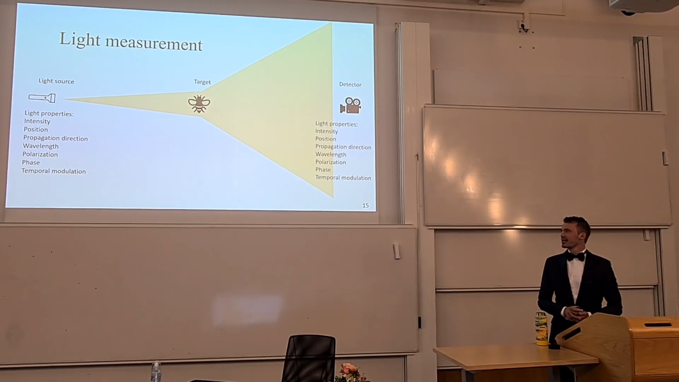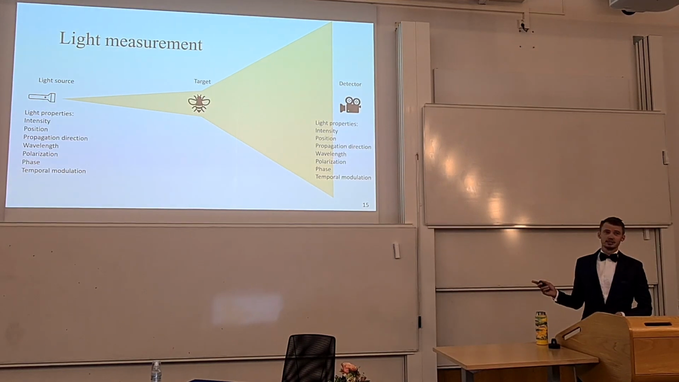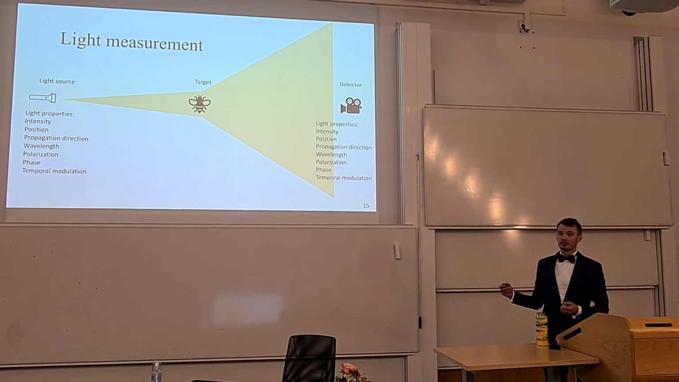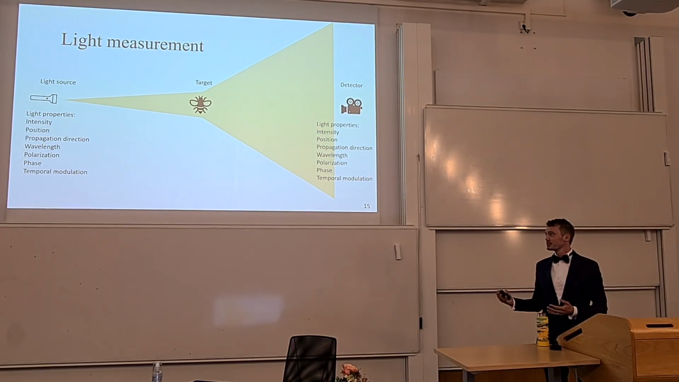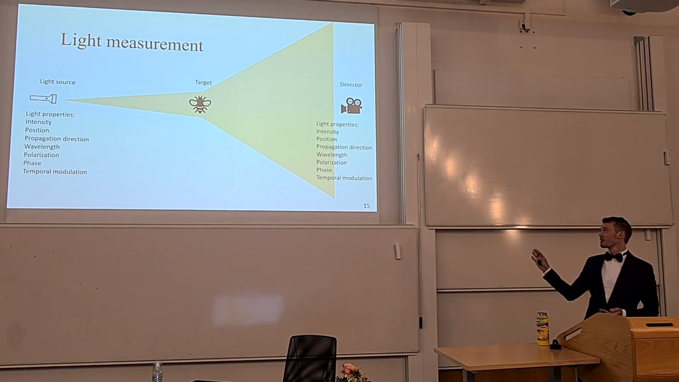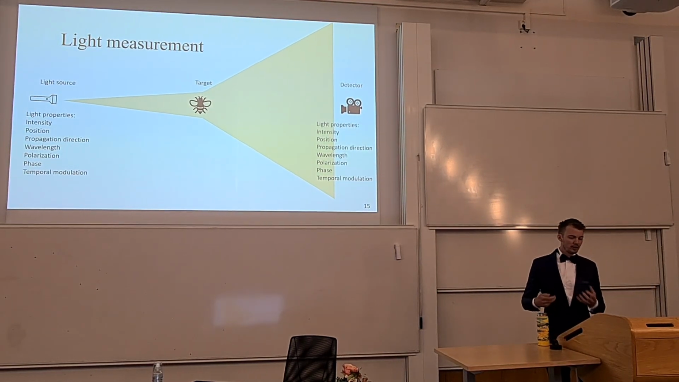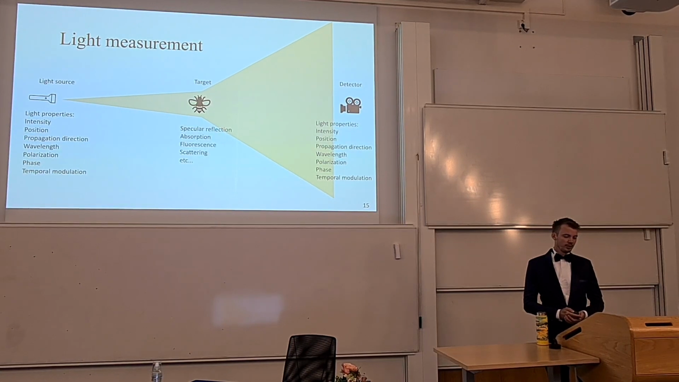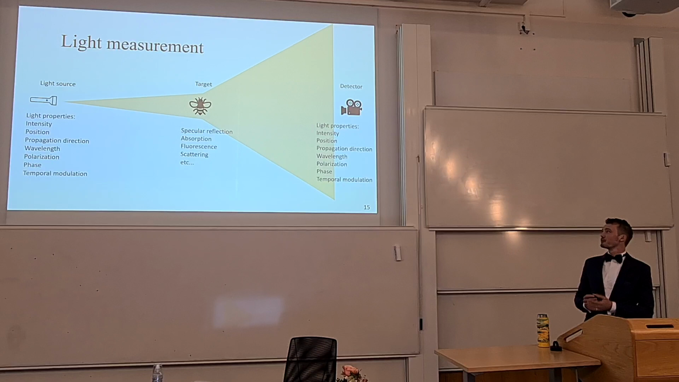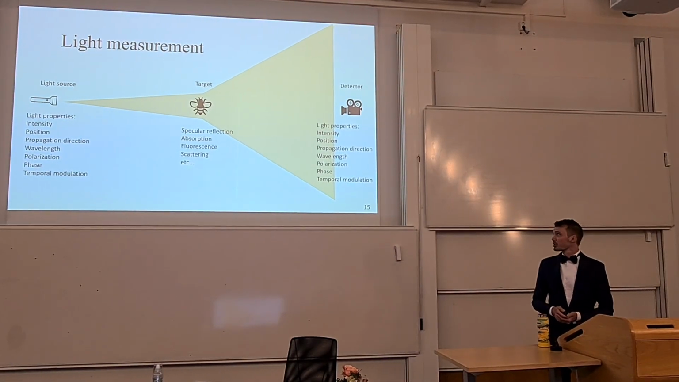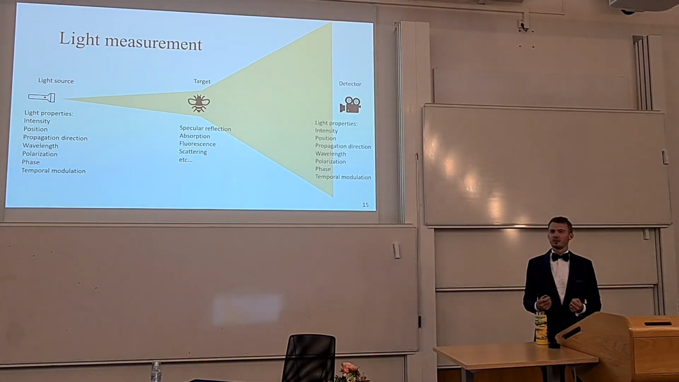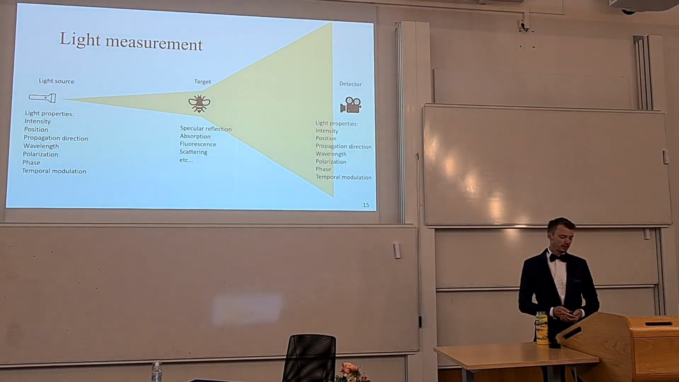And this light has different properties. Light has an intensity, a position, a propagation direction, some wavelength, a polarization state, phase, and some temporal modulation. By comparing these properties before and after they interact with the target, you can learn something about the target. There are a lot of interaction processes when light interacts with a tissue, with a target. And by knowing the theory behind these interaction processes, we can explain what makes up this target.